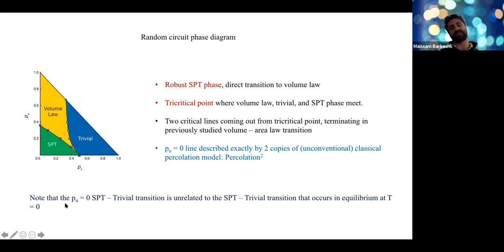This is kind of a minor technical comment. This transition is percolation, but it's an SPT to trivial transition. It's actually unrelated to the SPT to trivial transition that occurs in equilibrium at 0 temperature if you were to just tune the Hamiltonians from the SPT Hamiltonian to the trivial Hamiltonian. So this random circuit transition is giving a transition between these 2 phases that's distinct from the transition that you would get in equilibrium.